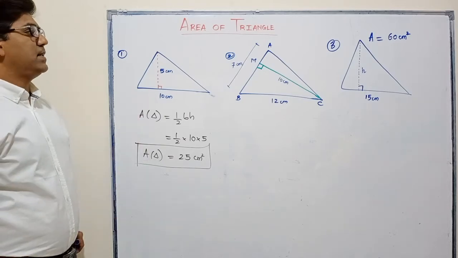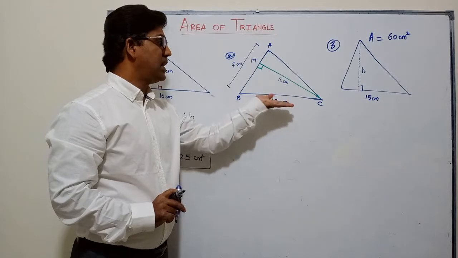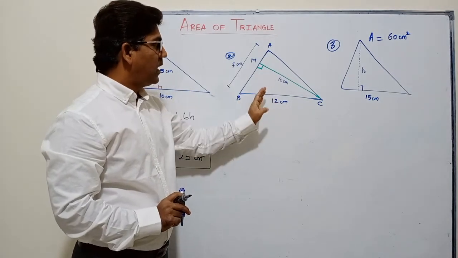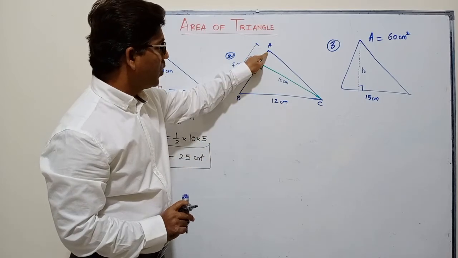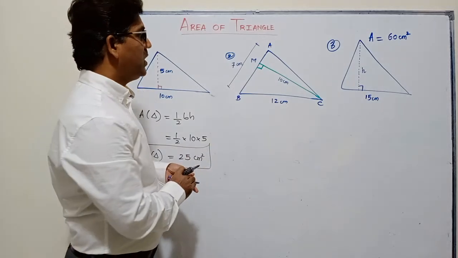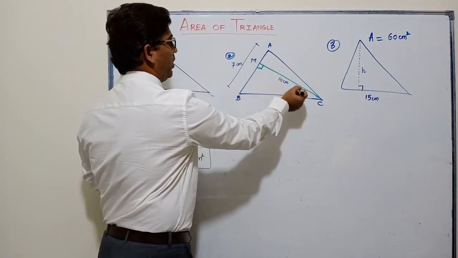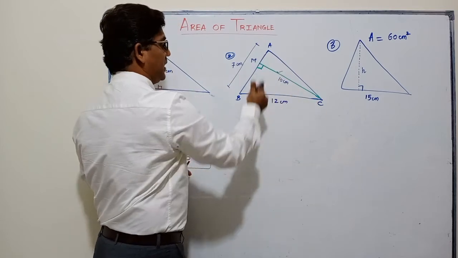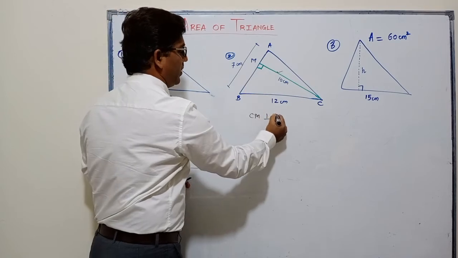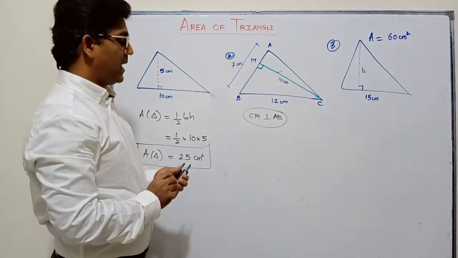Let's have a look at the second example. If I take side BC as the base, it is given to me, but I don't have the corresponding height. I don't know the distance of this base from point A, so I cannot take this side as the base. But CM is perpendicular to side AB. So if I take CM as the height, I can use these two as a pair of base and height.